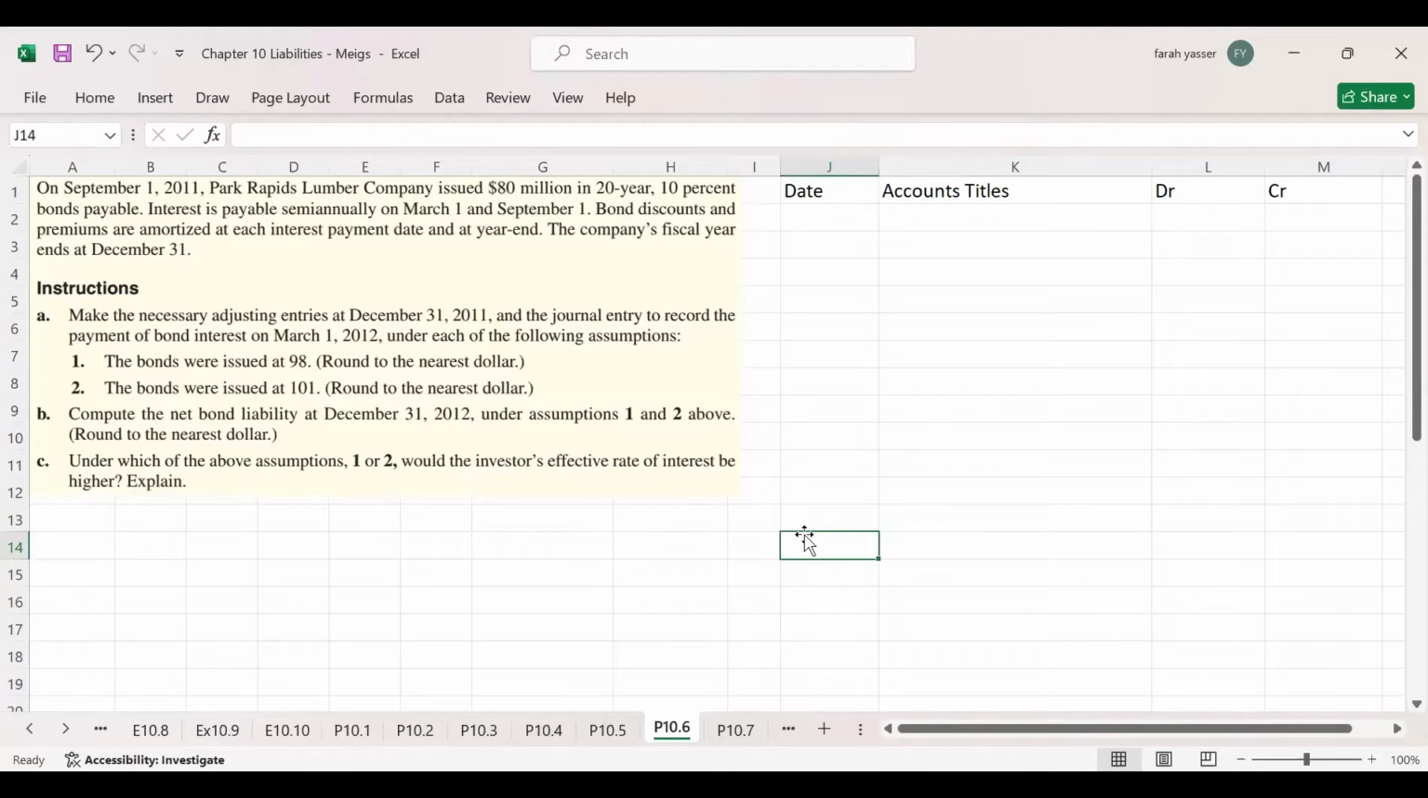We have taken this problem from Williams, Haka, Bettner's book, Financial and Managerial Accounting, Chapter 10, which is related to liabilities, and we are covering problem number 10.6. In this problem, we can see that 80 million bonds are issued for 20 years, meaning the time of maturity is 20 years, at 10% rate of interest on September 1st, 2011.